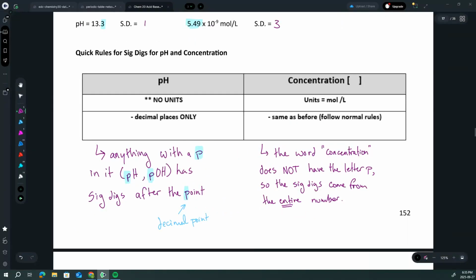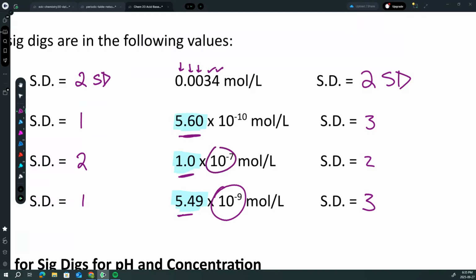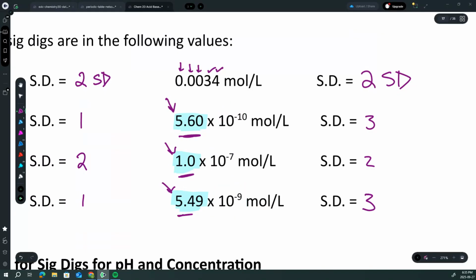All right, just before we move on, if you are wondering why for these values we're only looking here and we're not including the times 10 to the power of whatever in the sig digs, that's only telling you how many spots to move the decimal place in order to go from scientific notation to regular notation for writing out a number. So that's why you only pay attention to what I've highlighted in blue for the sig digs.